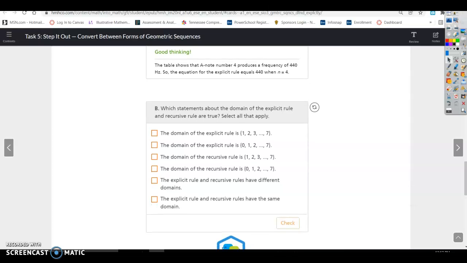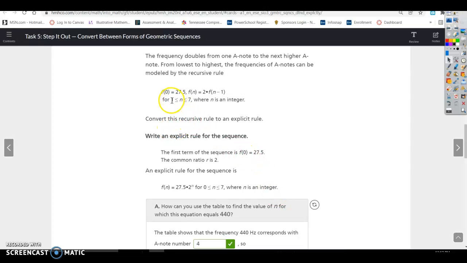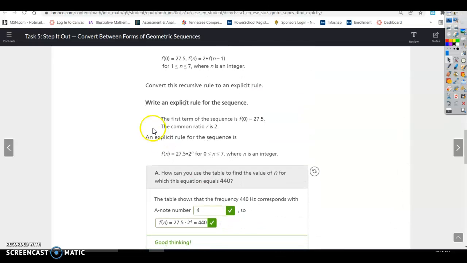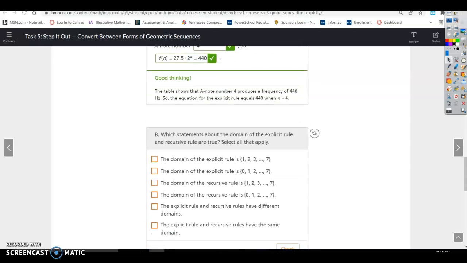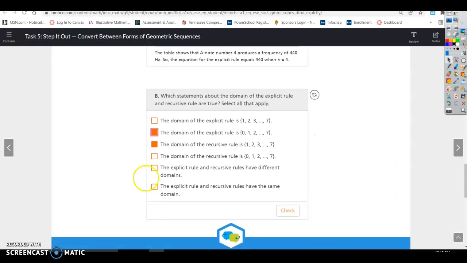All right, it says, which statements about the domain of the explicit rule and recursive rule are true? Select all that apply. All right, so if you remember before, there was a little bit of difference. In the recursive rule, it goes from 1 to 7, and the explicit rule goes from 0 to 7. So just a little bit of a difference there. So the domain of the recursive rule goes from 1 to 7, and the domain of the explicit rule goes from 0 to 7. All right, so that means the explicit rule and recursive rule have different domains.